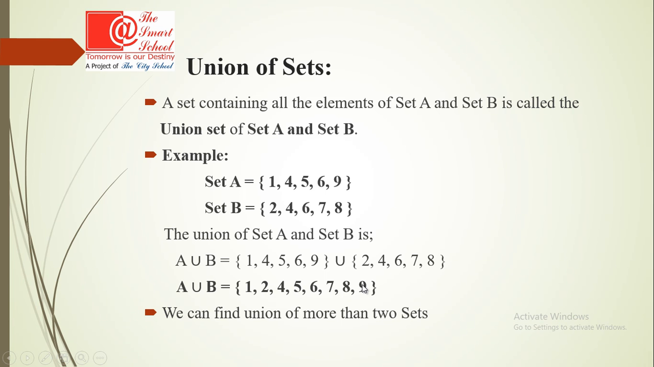Have you noticed one thing, that 4 is an element of set A and 4 is an element of set B, but we have written it once. Yes, this is the rule. If both the sets have the same element, we have to write it once. Same is with 6. 6 is here and 6 is here, but we have written it once. We can find union of more than two sets. In the same way, if we have 3 sets, we can find its union.